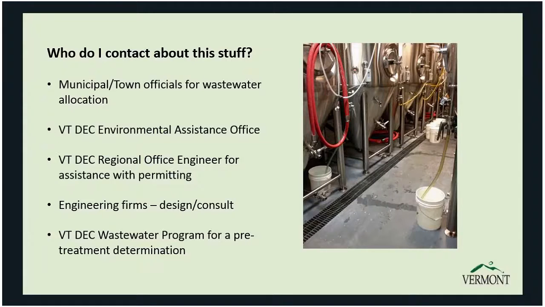Who do I ultimately contact if I have questions about this? A good place to start is at the local level, and reach out to your municipal official regarding wastewater allocation. The Vermont DEC Environmental Assistance Office is also a great place to start regarding pollution prevention. And if you're curious about whether you need a permit, your Vermont Department of Environmental Conservation Regional Office engineer can provide assistance with permitting. You can also consult a local engineering firm for design and consultation. And ultimately, the wastewater program here at the Vermont DEC would be responsible for a pretreatment determination.